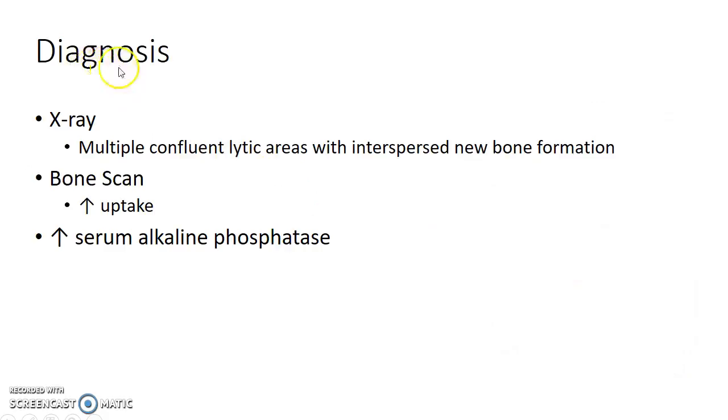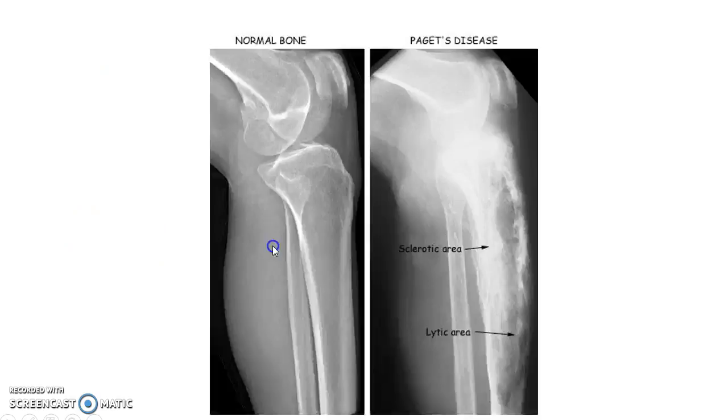How do you diagnose a case of Paget's disease? X-ray is helpful in the diagnosis of Paget's disease. X-ray shows multiple confluent lytic areas with interspersed new bone formation. Bone scan reveals increased uptake and serum alkaline phosphatase is elevated.